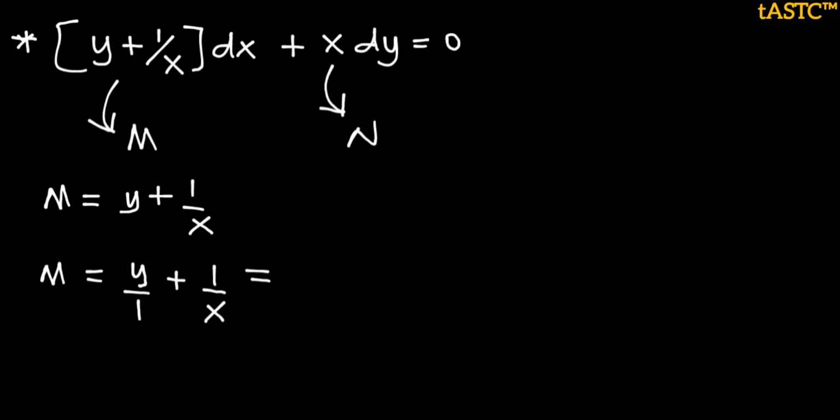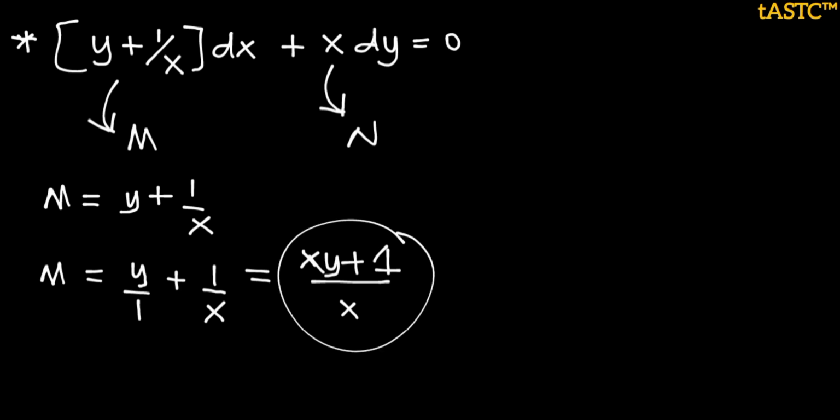Now I could well add this. We know that the lowest common multiple between 1 and x is going to be x. So if we got 1 going into x, that is going to be x times. Now x times y, that is going to be xy. And this will be plus x divided by x, that is going to give us a 1. So here we should have a 1, and that is what we got.